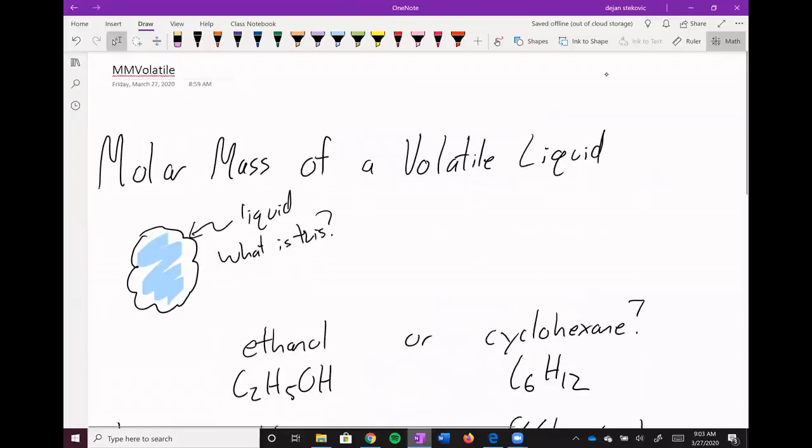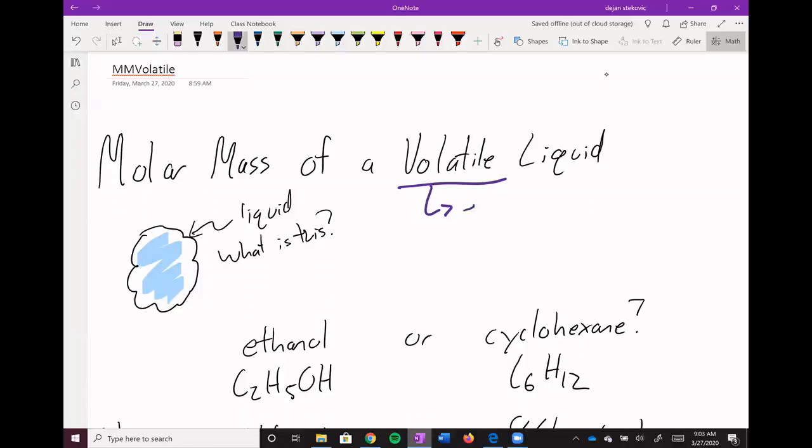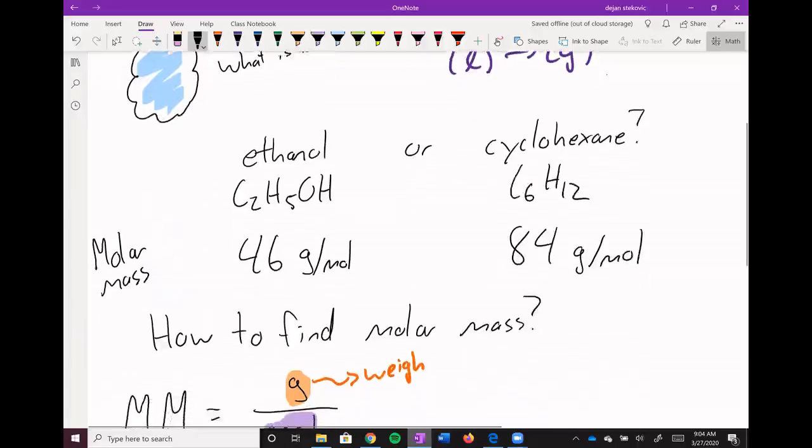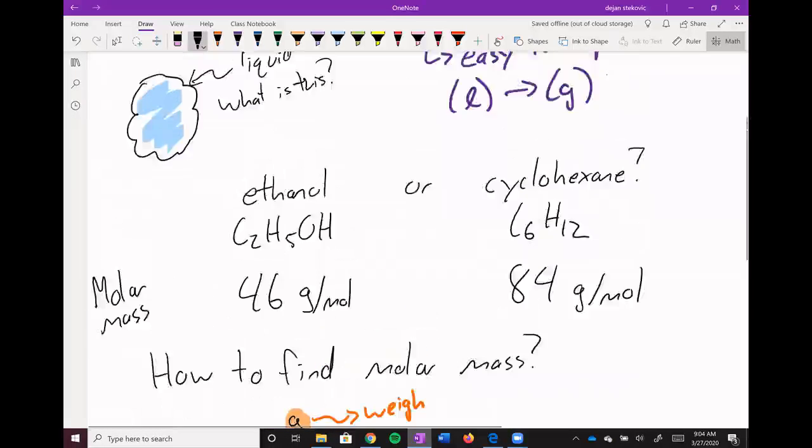We're going to basically use the properties of this volatile liquid to do that. A volatile liquid is one that is easy to vaporize. What that means is it's easy to transform it from a liquid to a gas. So let's check out how we're going to use this property of our liquid to find how many moles, and then the molar mass of our liquid.